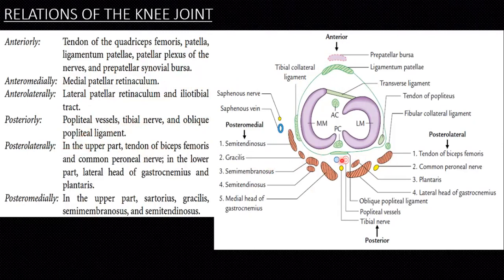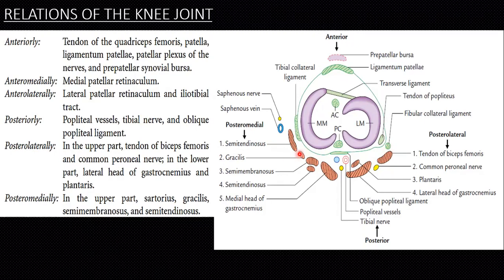Posterolaterally, in the upper part, you have the tendon of biceps femoris and the common peroneal nerve. In the lower part, you have the lateral head of gastrocnemius and plantaris. These are the structures which form the superolateral and inferolateral boundary of the popliteal fossa.